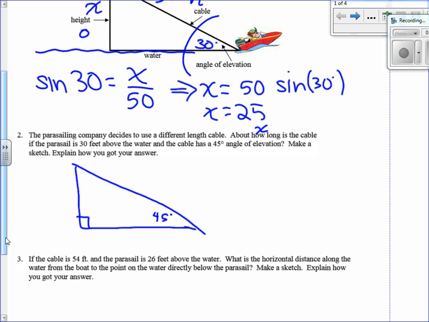The angle of elevation is the angle from the horizontal looking up. So in here, looking up, that's called the angle of elevation. And so then we're trying to find out how long the cable is, so what part of the triangle would the X go on? Correct. And the parasail is 30 feet above, so where would the 30 go? Opposite side, right here, the vertical side. So this is still opposite, this is still hypotenuse.